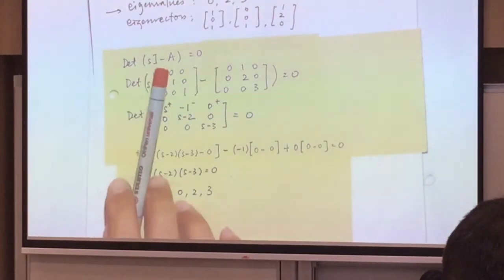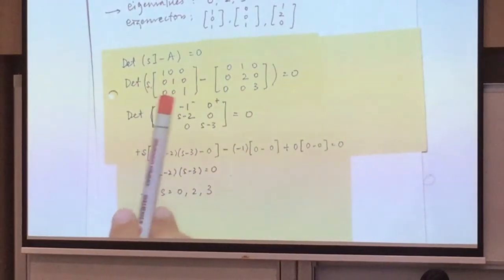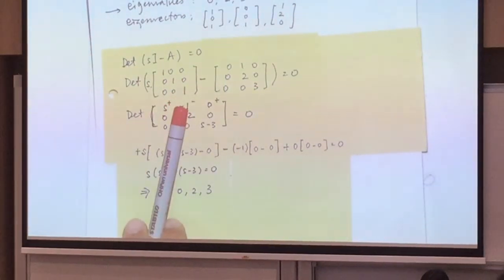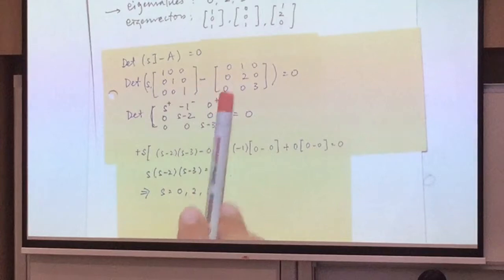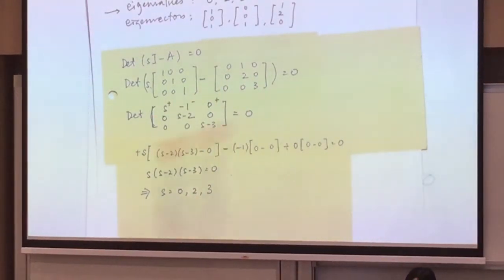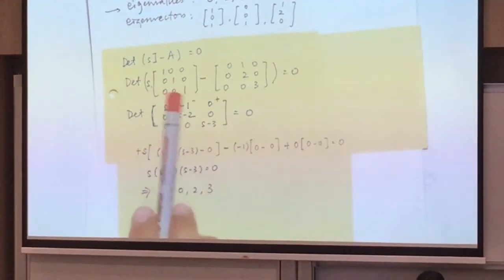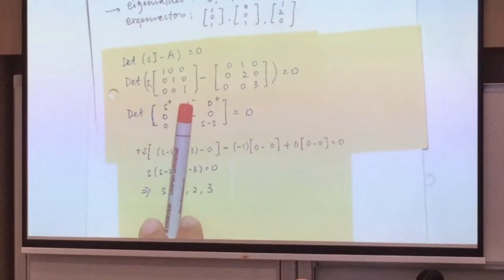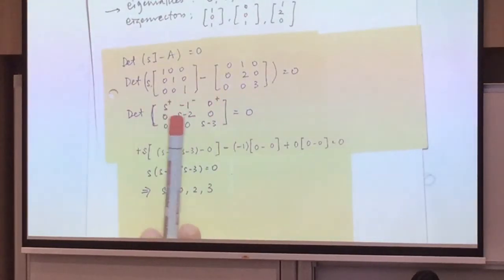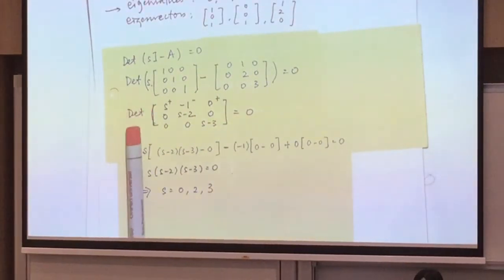So determinant of sI minus A. Okay, a 3 by 3 identity matrix with 1, 0, 0, 0, 1, 0, 0, 0, 1. Alright? A, for example, 1, 0, 0, 0, 2, 0, 0, 0, 3, equals 0. So sI is just s, 0, 0, 0, s, 0, 0, 0, s. Yeah? Minus this, you have s minus 1, 0, 0, s minus 2, 0, 0, 0, s minus 3. Alright, how to compute the determinant?